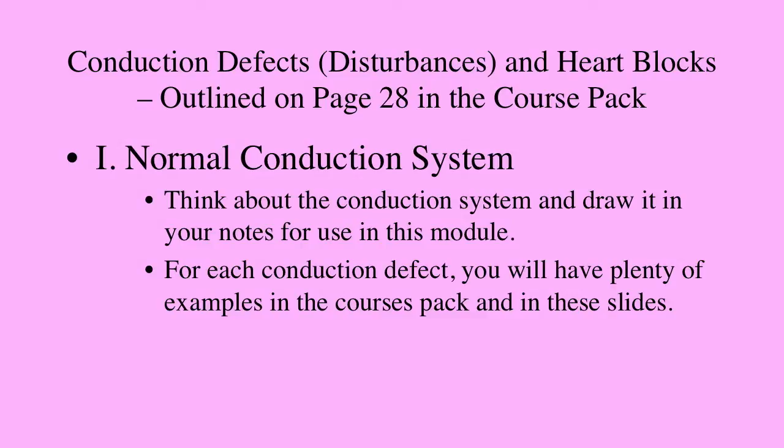So the first part is conduction defects and disturbances and heart blocks. And this is outlined on page 28 in the course pack. The first thing you want to think about is the normal conduction system. The normal conduction system is, again, you've talked about that in physiology as a prerequisite course, and we looked at that early in this course and looked at that on page 1 in the course pack. And you can redraw it or look at it or think about it in terms of this.